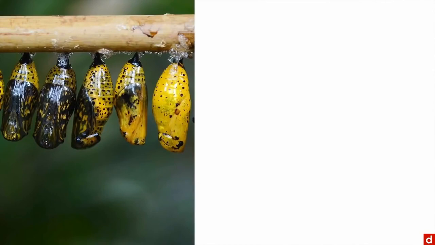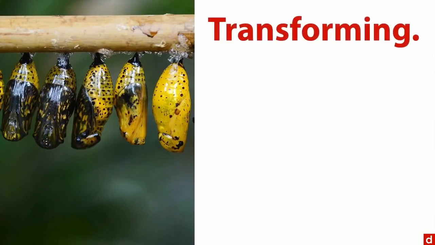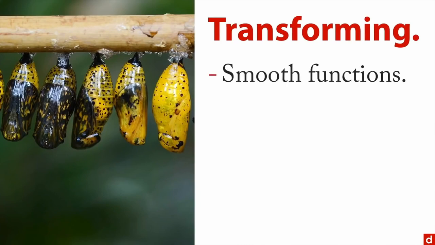And then finally, there's transforming variables. Here are our caterpillars in the process of transforming into butterflies. But the idea here is you take a sort of difficult data set and then you do what's called a smooth function.